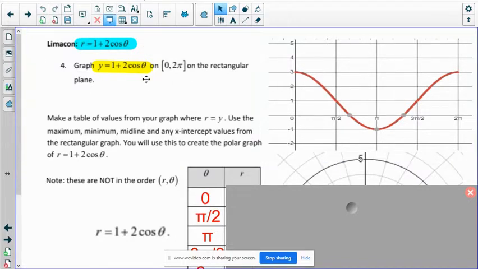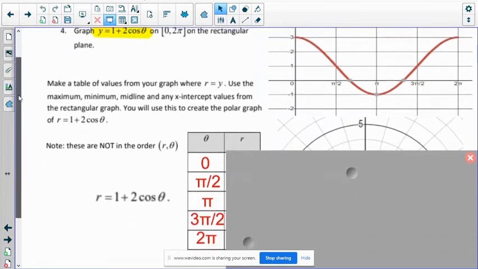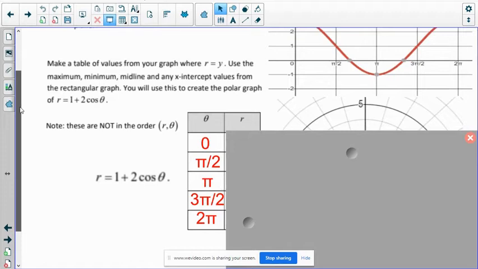Similarly, I started out with graphing what it looks like in rectangular, so you can get a sense of what it would look like in the polar graph and how they relate. Similarly, you can always make a table of values. So let's start there with this.